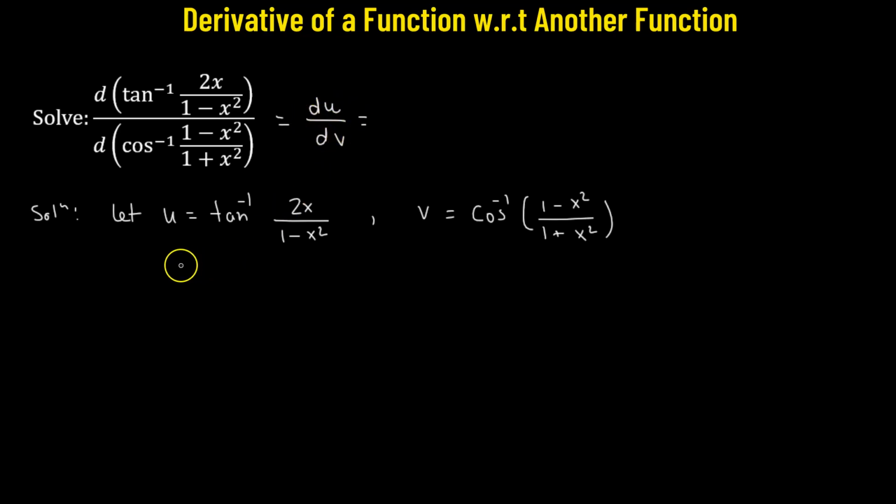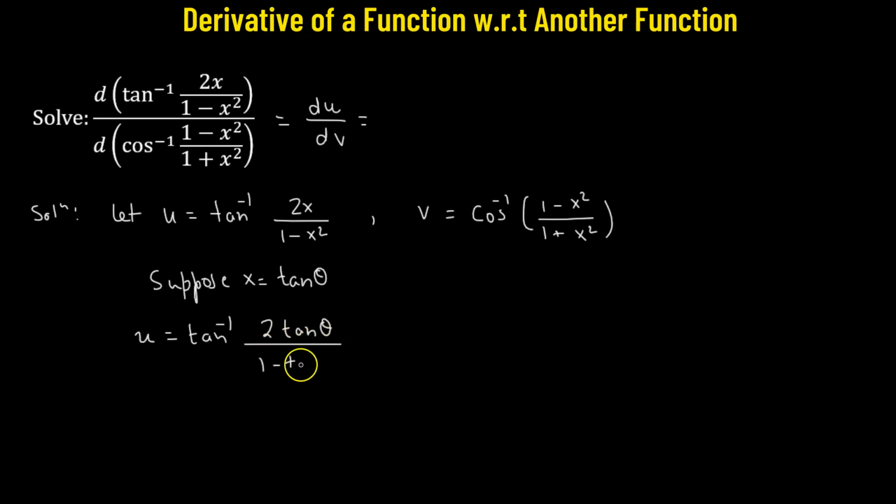To do that, we'll have to first find the derivative of u with respect to x as well as the derivative of v with respect to x. But what we'll do is try to simplify u and v. So here we will make an assumption. Let's suppose that x is equal to tangent of theta. And we will substitute here in place of x to get u equals tangent inverse of 2 times tangent of theta divided by 1 minus tangent squared theta.